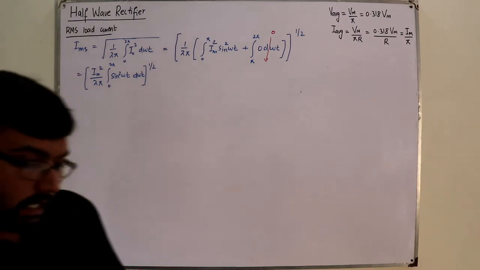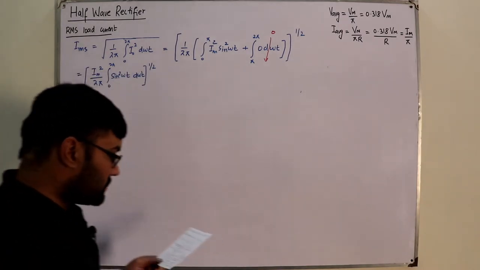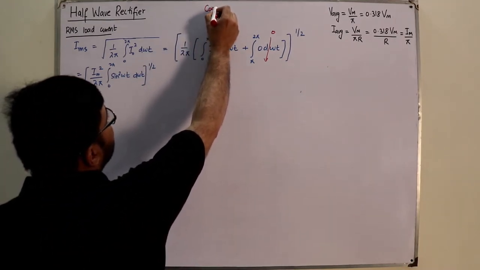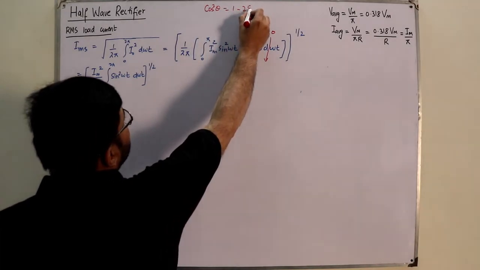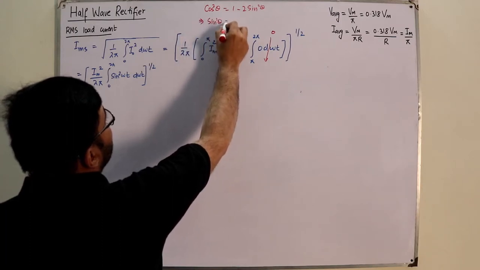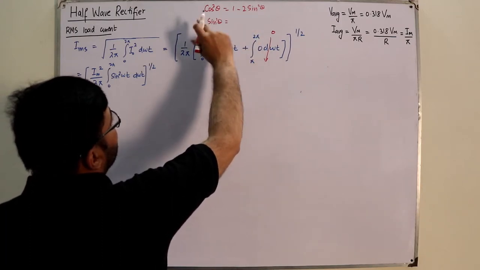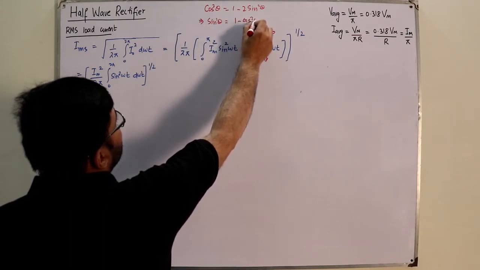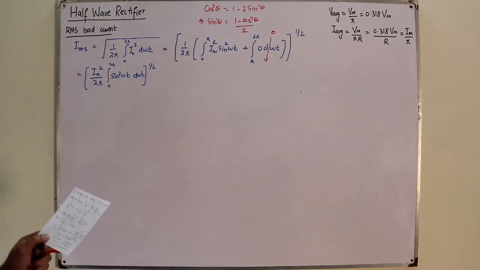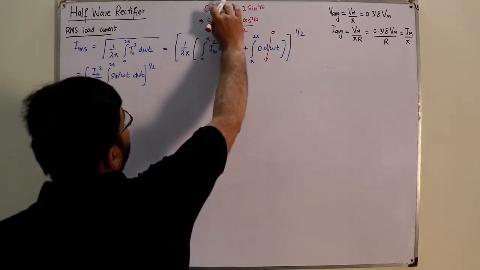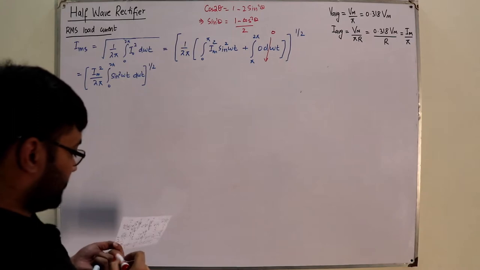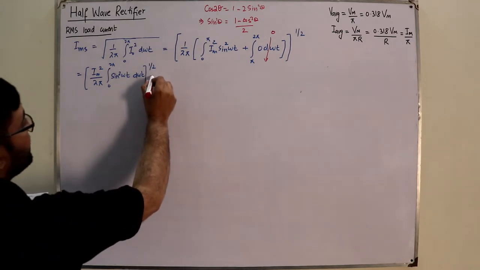Now what we can do is replace it by a formula. We have a formula that cos 2 theta is 1 minus 2 sine square theta. So this would imply that sine square theta is 1 minus cos of 2 theta upon 2. This is cos of 2 theta. So this formula implies what?